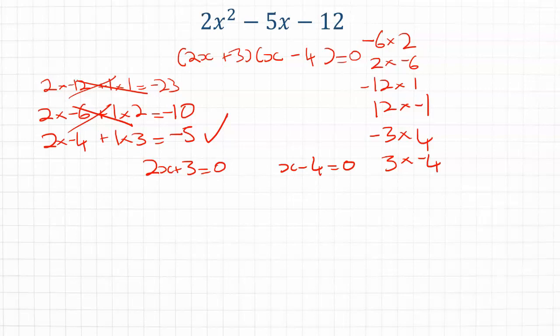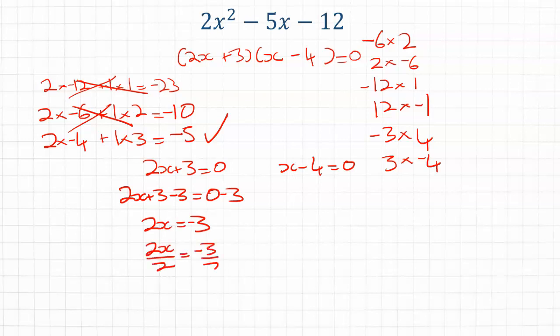In order to solve 2x plus 3 equals 0, we take away 3 from both sides of the equation to get 2x equals minus 3. Then we divide by 2 on both sides of the equation to get x equals minus 3 over 2, or minus 1.5. Therefore, minus 1.5 is one solution to the quadratic equation.